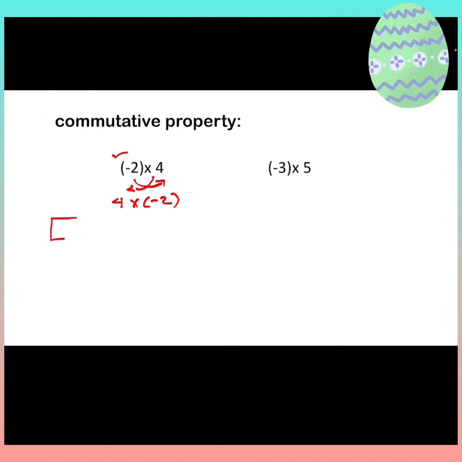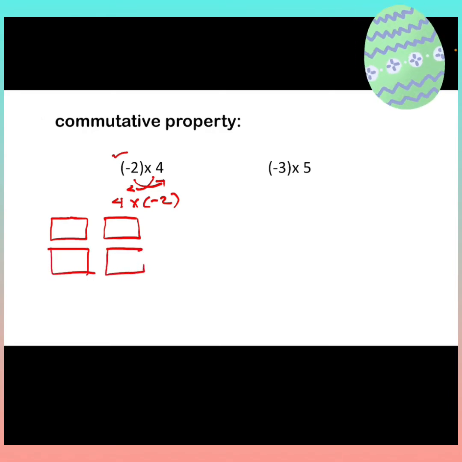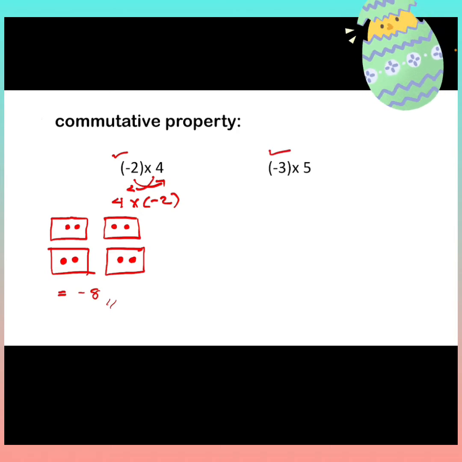1, 2, 3, 4. 4 groups of -2. I told you the shaded one is a negative counter. So in total, how many negative counters are there? If you count, you will say 8, so -8. This is your answer. In the second one, -3 times 5.